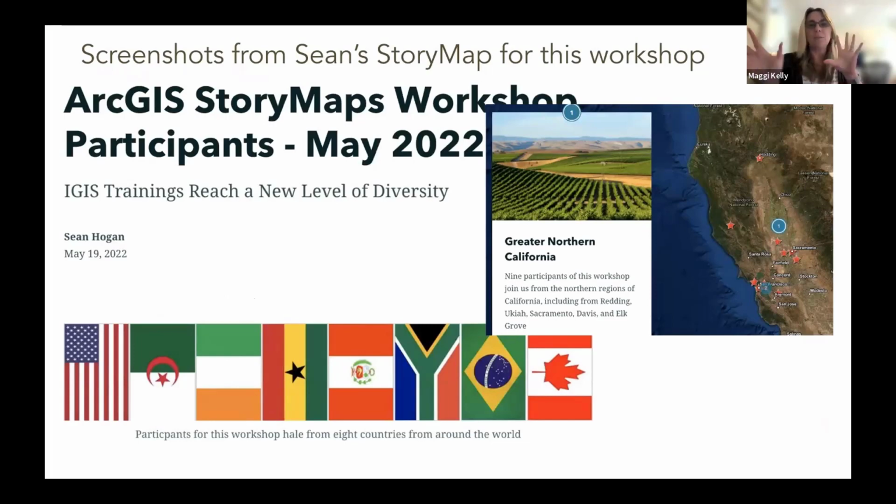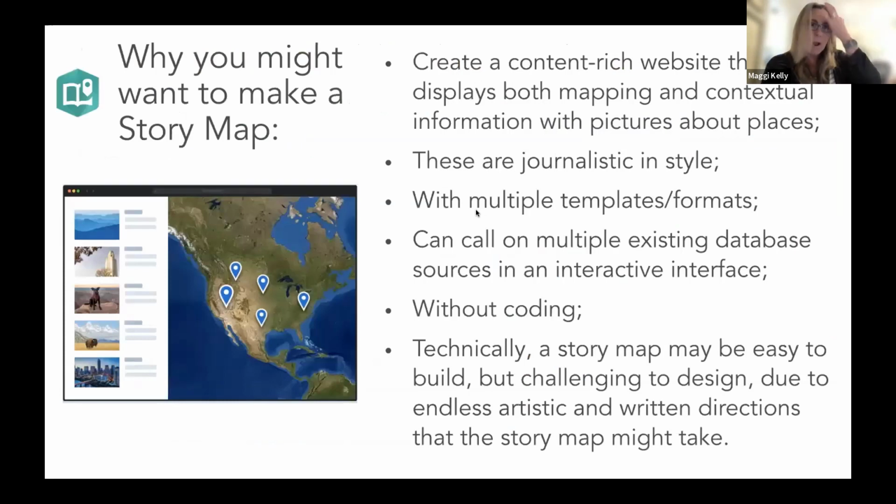And he'll show you, but this story map that he created kind of will fly you through where you all live and tell you some stories about what's going on. So here's just a screenshot from the Northern California region. So why would you want to make a story map, or why would you want to use this story map?